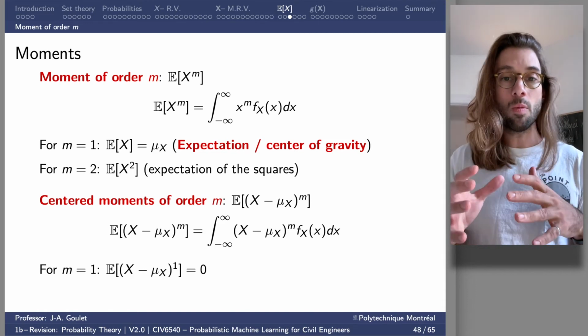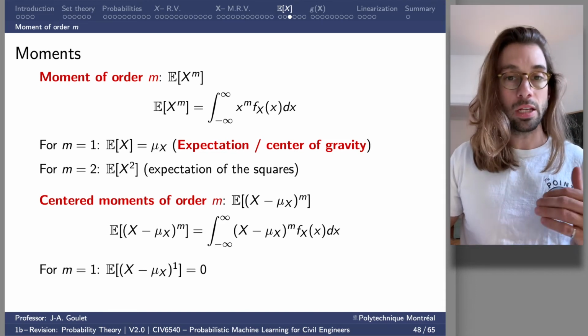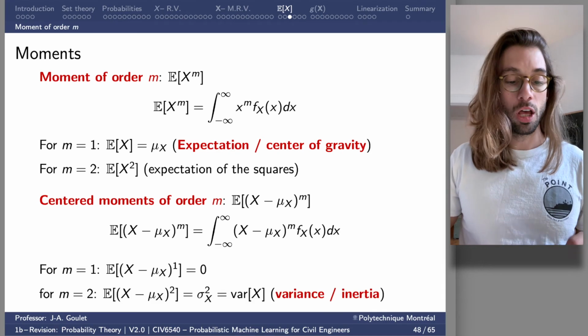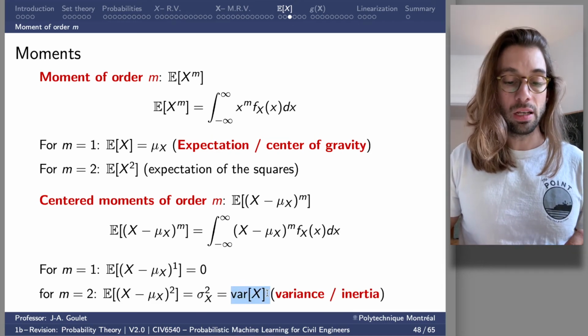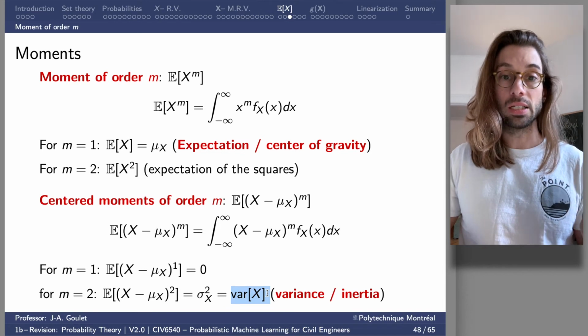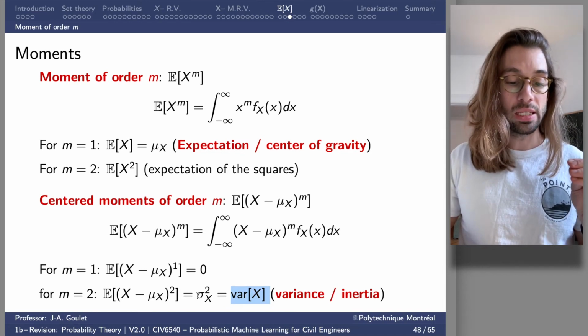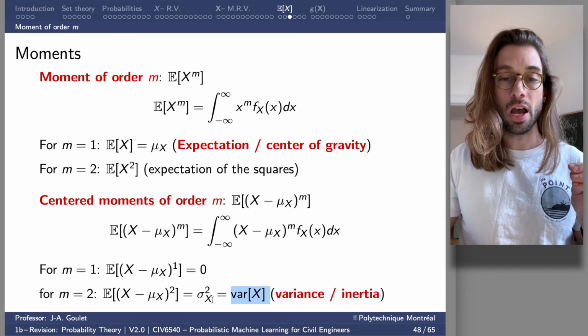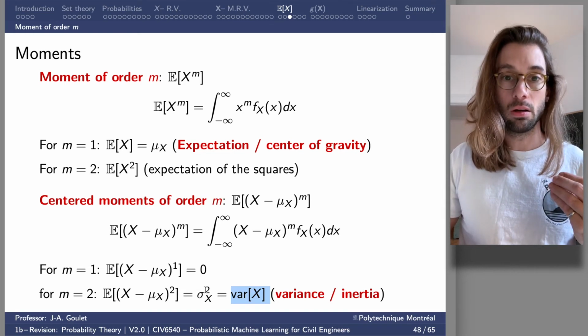So the centered moment of order 1 gives 0. The centered moment of order 2 is what actually defines the variance of x. And the variance symbolically is going to be sigma x squared, where sigma x is the standard deviation and sigma x squared is going to be the variance, okay?